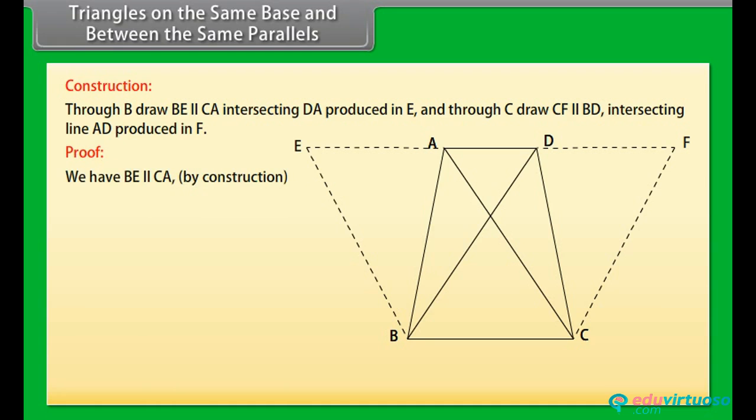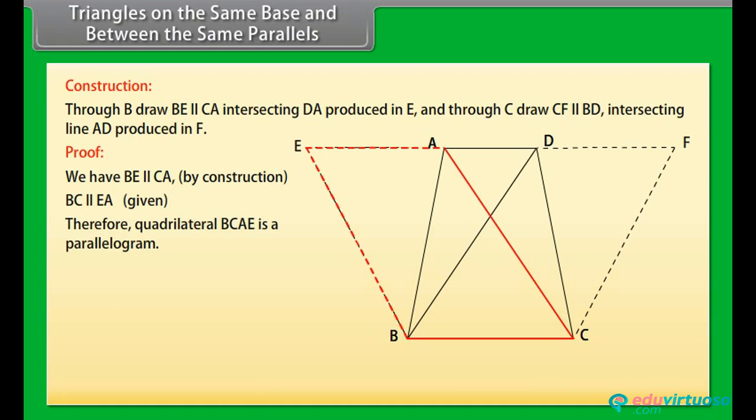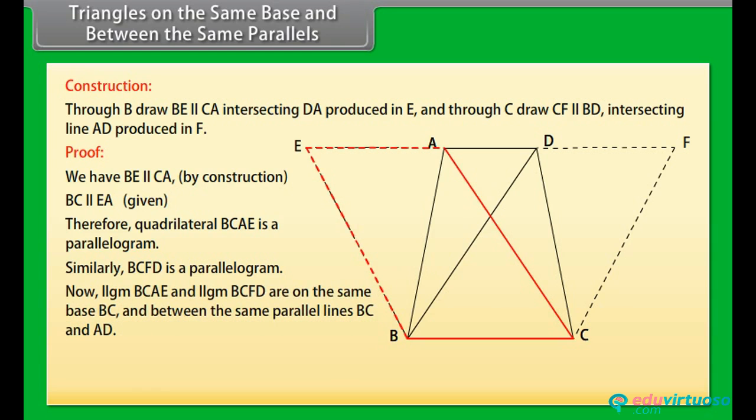Proof. We have BE parallel to CA by construction. BC parallel to EA. This is given. Therefore, quadrilateral BCAE is a parallelogram. Similarly, BCFD is a parallelogram. Now parallelogram BCAE and parallelogram BCFD are on the same base BC and between the same parallel lines BC and AD. Therefore, area of parallelogram BCAE is equal to area of parallelogram BCFD.